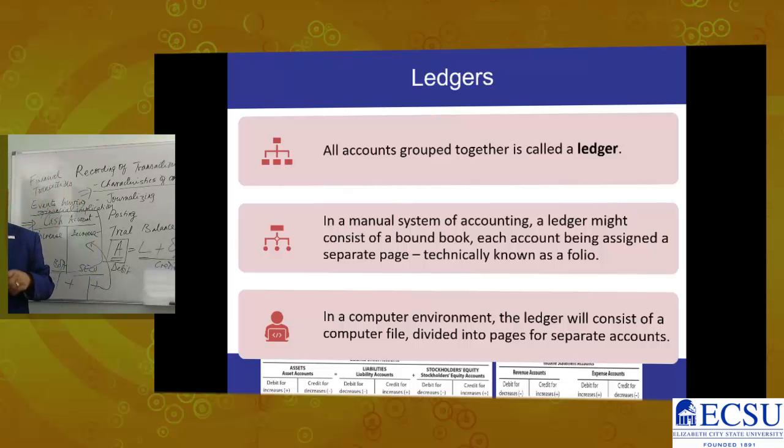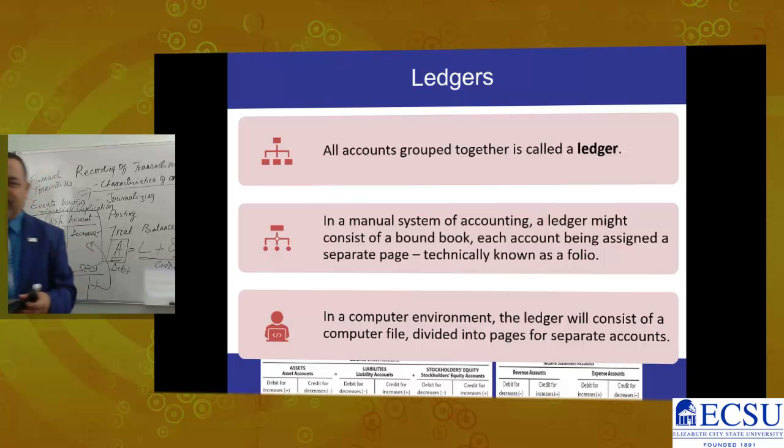Now, what we do is we open several accounts. All accounts that are opened and grouped together is called a ledger. That's another technical term in accounting. So all accounts now, in the past we used to have a kind of physical register, and then for each page you will have a separate account. So that is how it used to work.